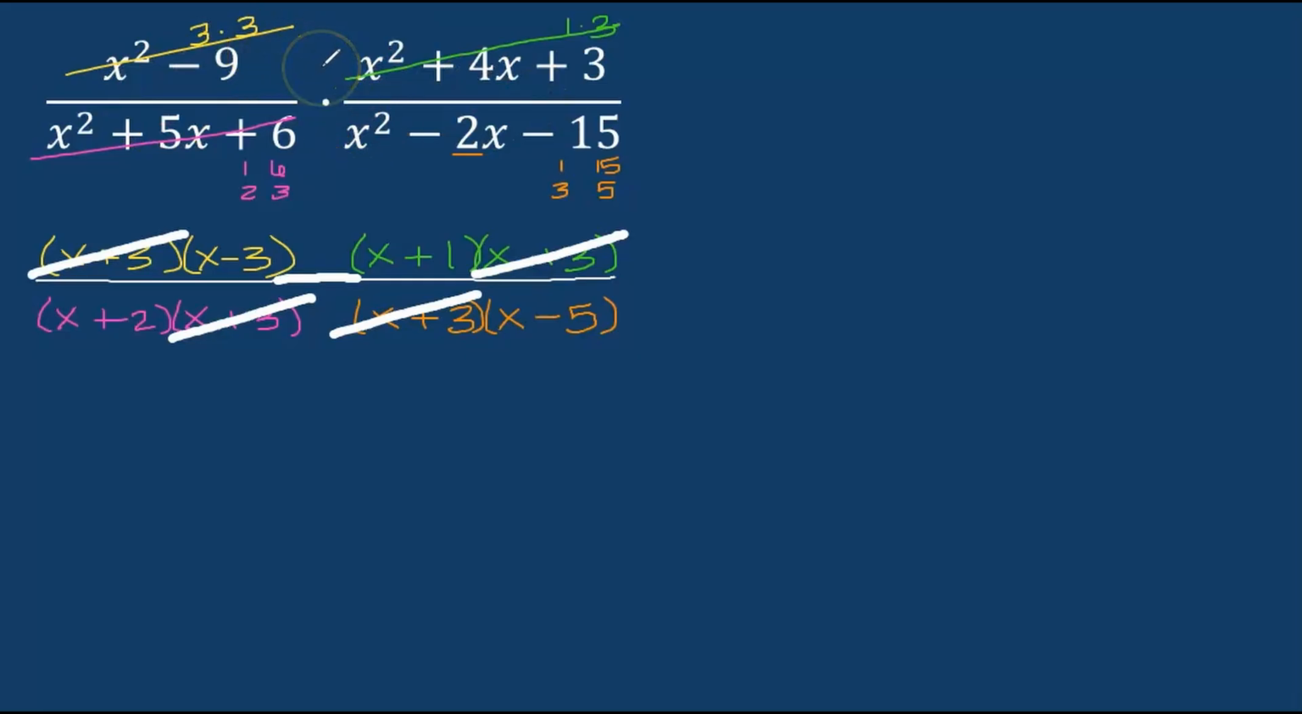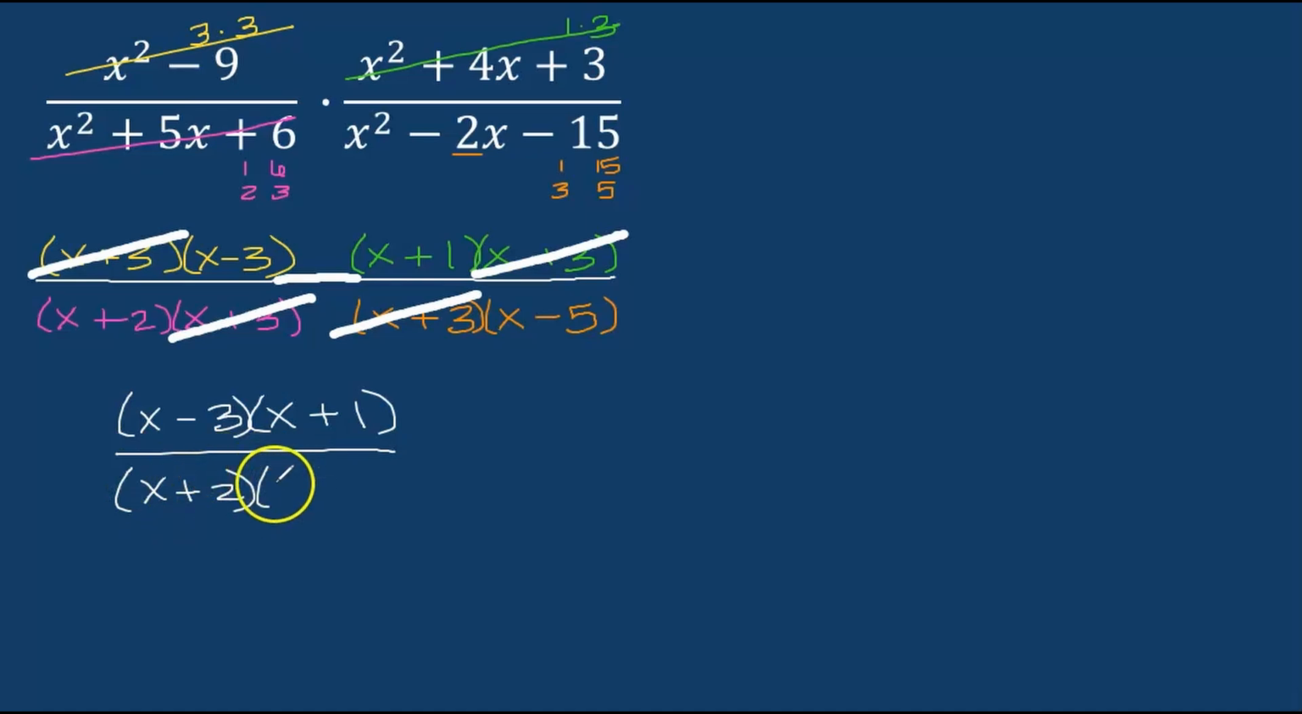Now that I know that, and I have removed all of these factors, I can simply write it back together the way it was before. So we have x minus 3 and x plus 1 all over x plus 2 and x minus 5.